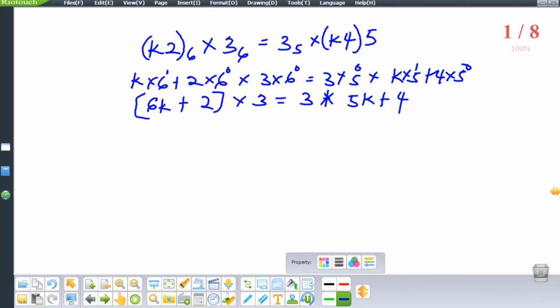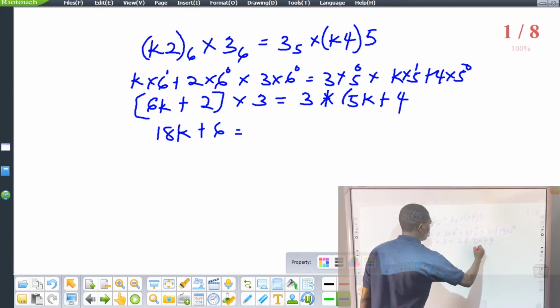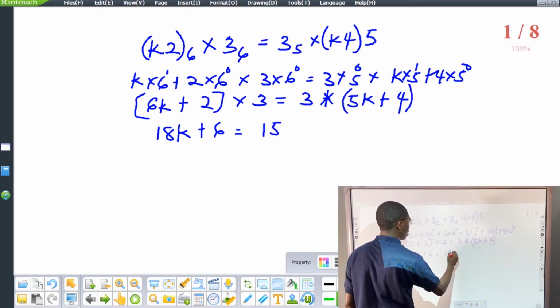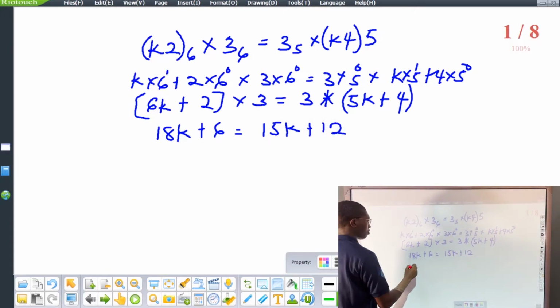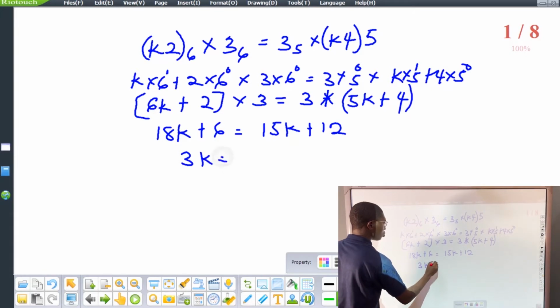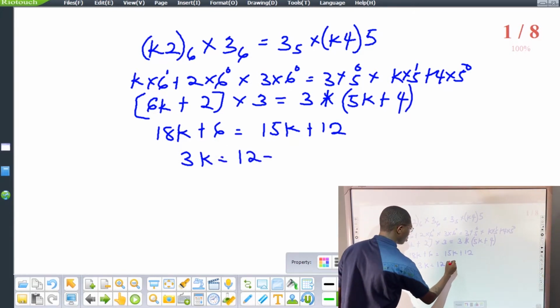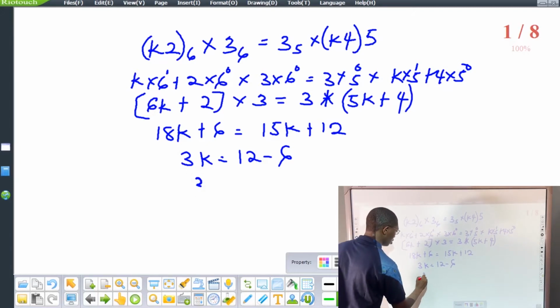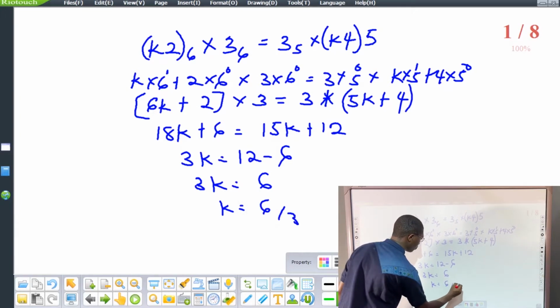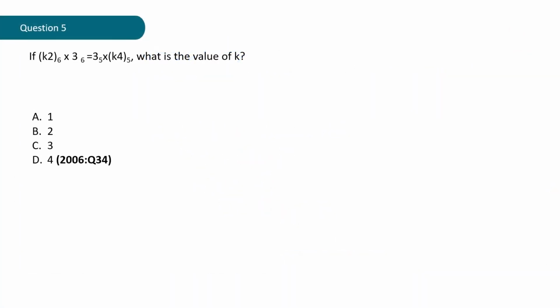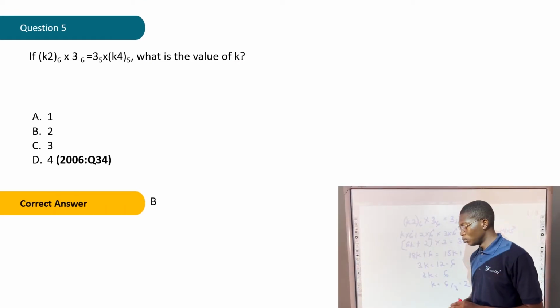So we have here 18K plus 6 equals, this is also in brackets, 15K plus 12. 3 times 4 is 12. So collecting like terms, we have 3K equals 12 minus 6. And 3K equals 6, our K is 6 over 3, and that is 2. So our option there is option B. The correct option is option B, which is 2.